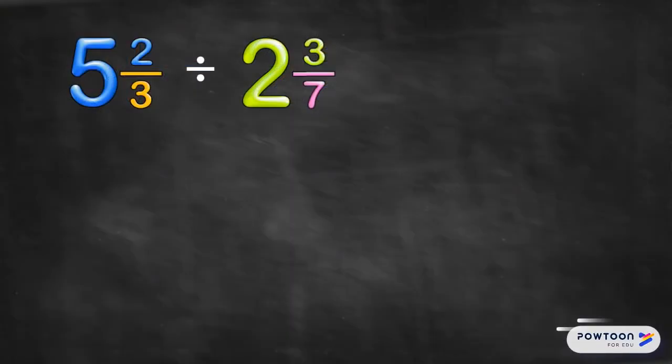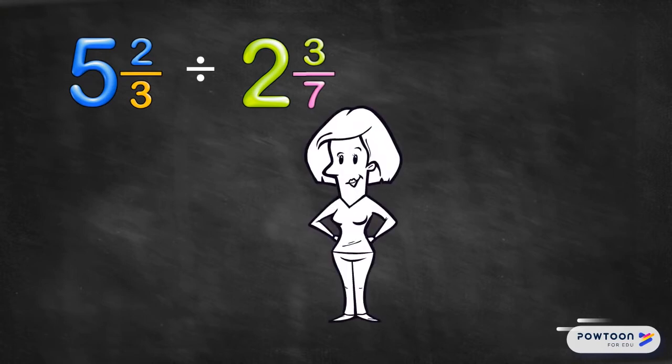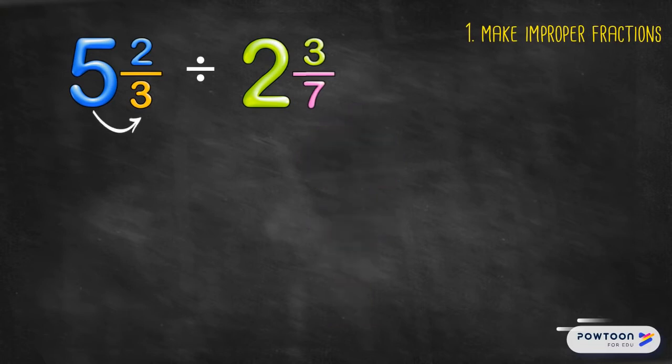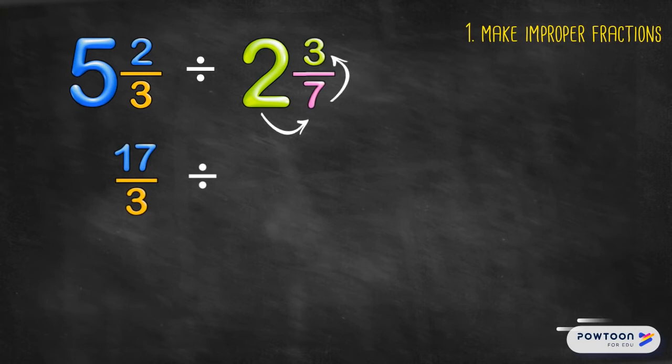Let's do another problem, and this next one won't work out quite so neatly. 5 2/3 divided by 2 3/7. Our first step is to transform these to improper fractions. So here, 5 times 3 is 15, plus this 2 gives 17 over 3. Divided by 2 times 7 is 14, plus this 3 makes 17 over 7. And now we're into fractions division mode, and you got this.